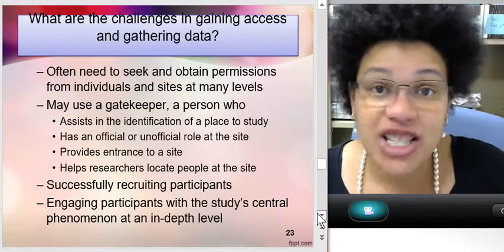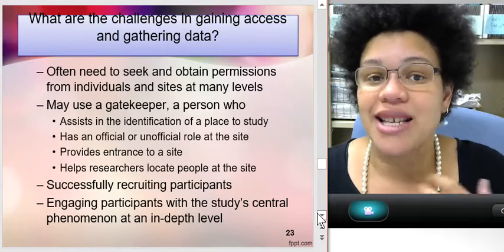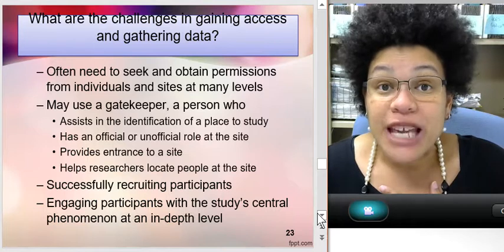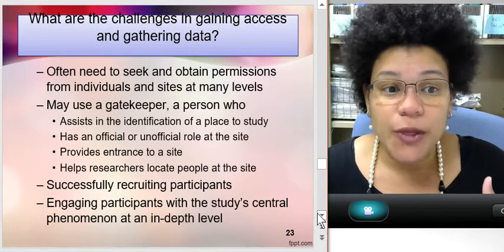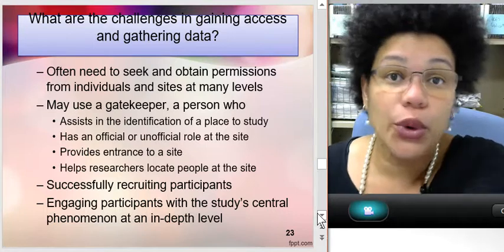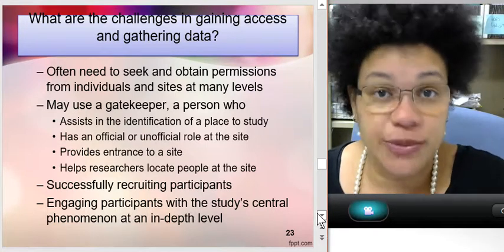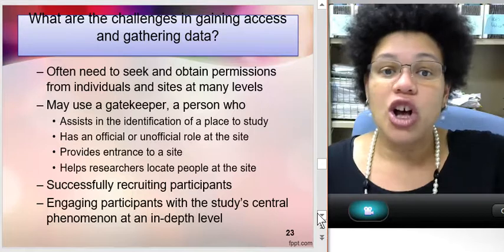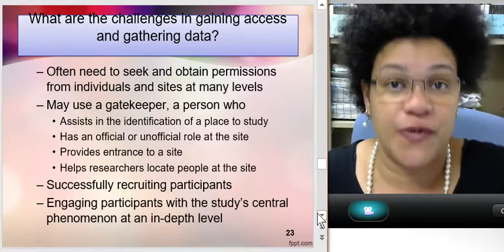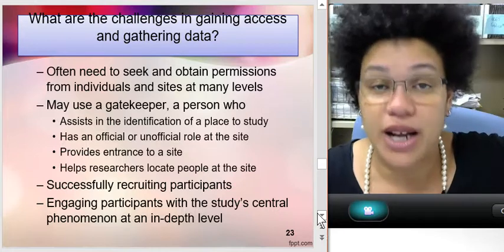Now, there are challenges to gaining access and gathering data, okay? There may be a gatekeeper, for example. I'm on slide 23. There may be a person who you have to go through before you can talk to the participants you're interested in. If I want to talk to the teachers and the kids at a particular school, I need to get permission from the principal and possibly from someone at the district level.